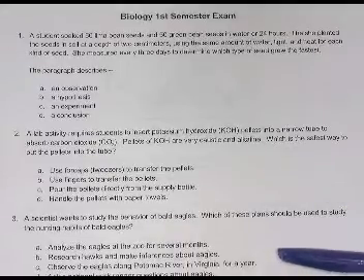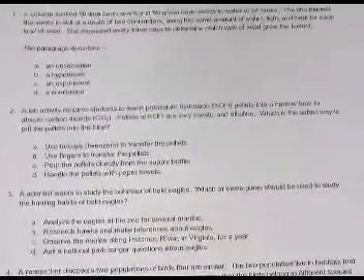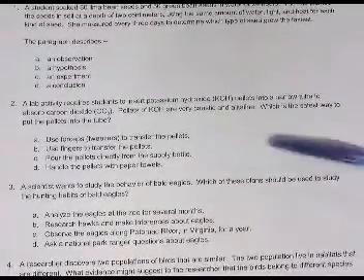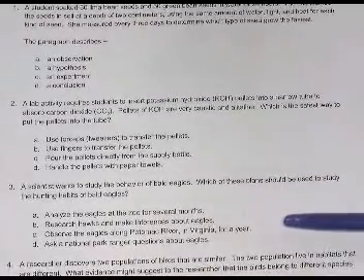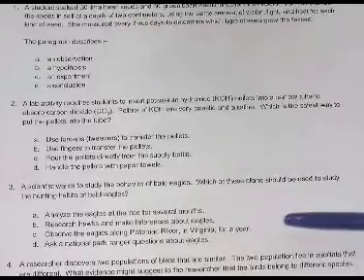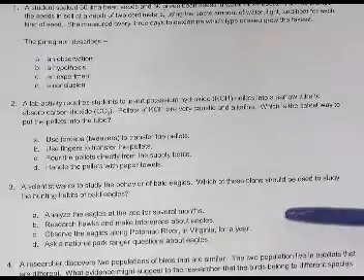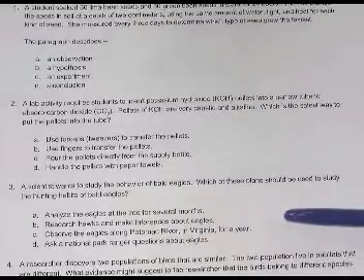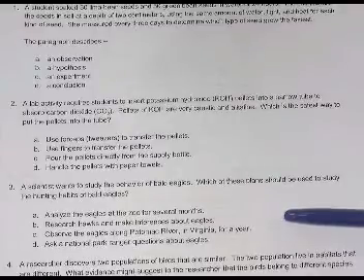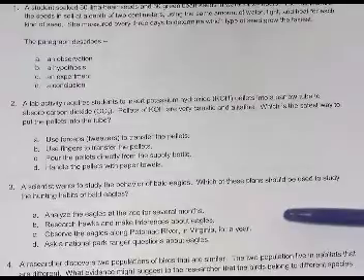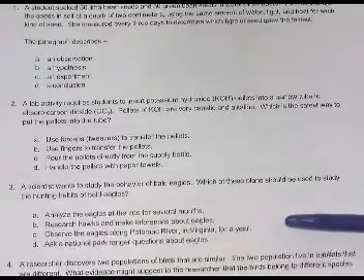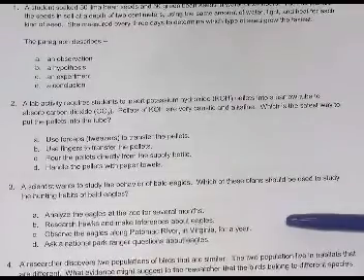Number 3. A scientist wants to study the behavior of bald eagles. Which of these plans should be used to study the hunting habits of bald eagles? A, analyze the eagles at the zoo for several months. B, research hawks and make inferences about eagles. C, observe the eagles along the Potomac River in Virginia for a year. D, ask a national park ranger questions about eagles.